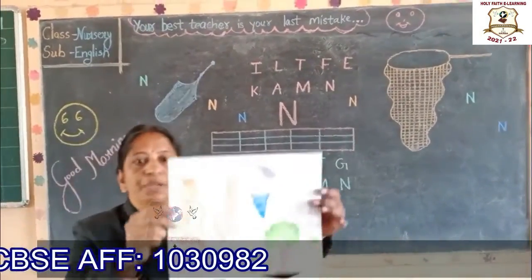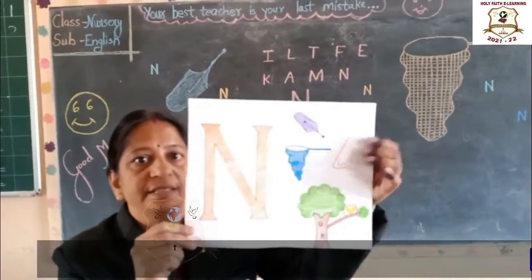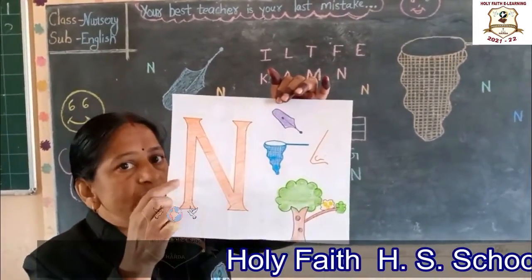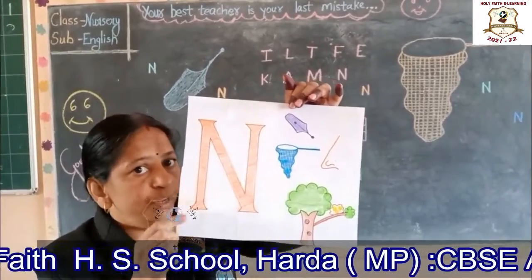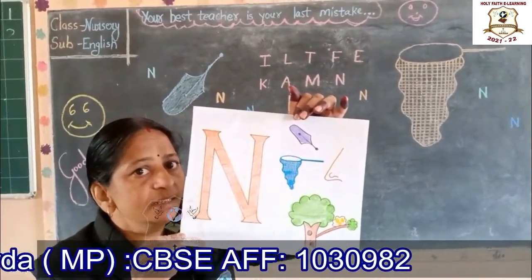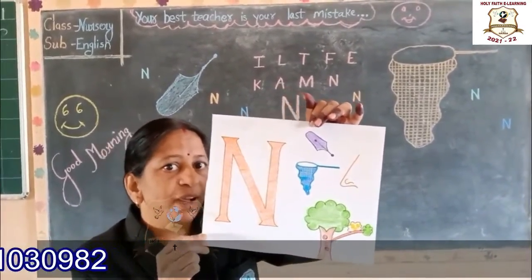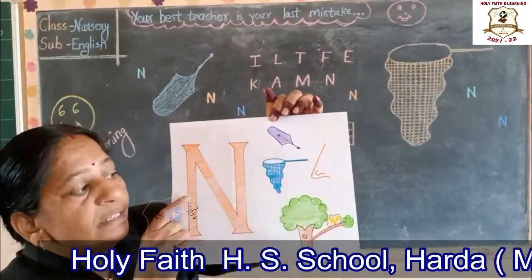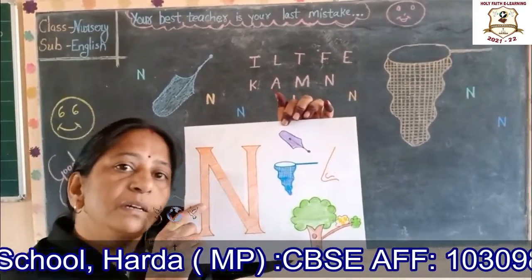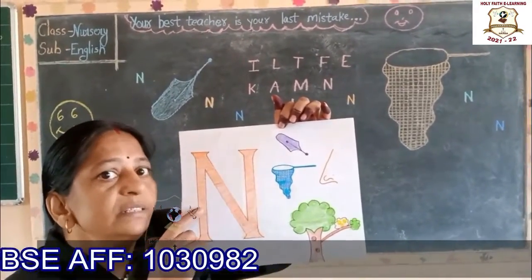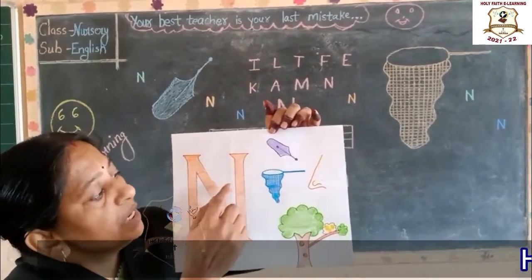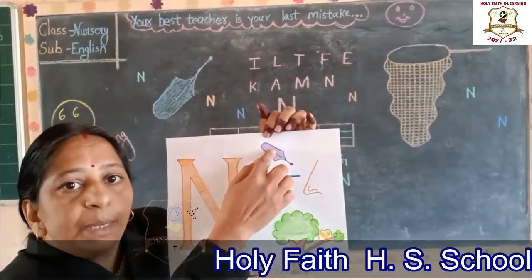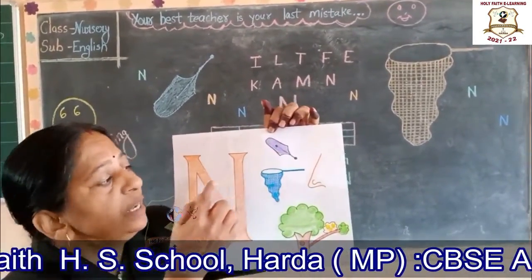See. Look here. Which letter is this? N. Which letter is this? N. We have learned in our previous class. Yes. Oral part. Oral part में हम लोग learn कर चुके हैं ना? Very good. Sound of N is N. Say. N. Nib. Say loudly.